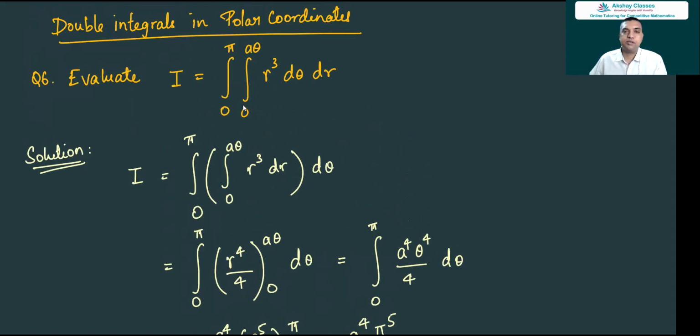So double integral, so simple. First integrate with respect to r and then with respect to theta. We just need to be careful how we do that.